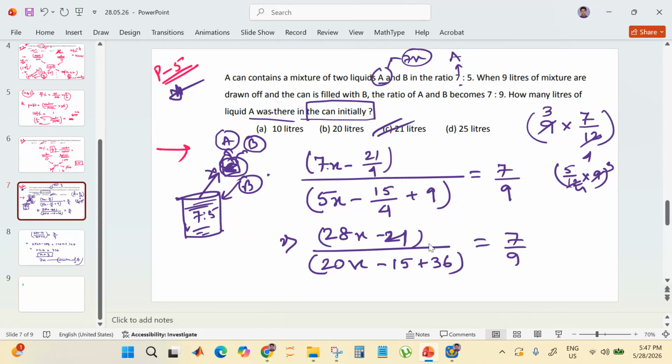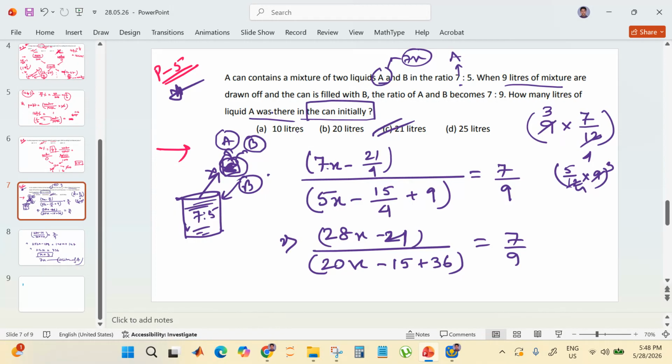Sure, I will explain. See, a can contains a mixture of two liquids A and B in the ratio 7:5. That means there is a container where A and B are in the ratio 7:5. And from that particular container, you are taking 9 liters of the mixture. So inside the 9 liters, think what amount of A will be out and what amount of B will be out.